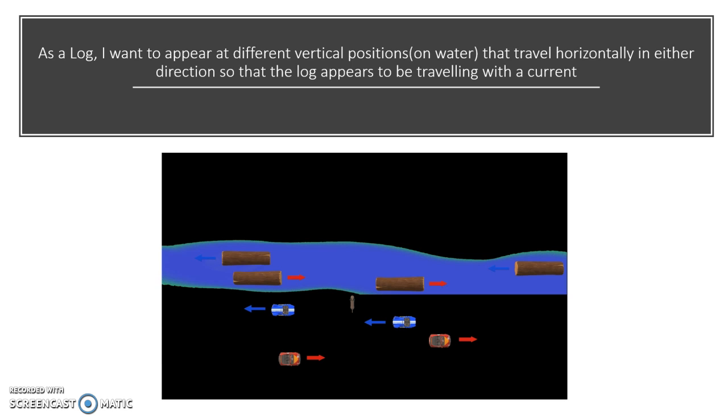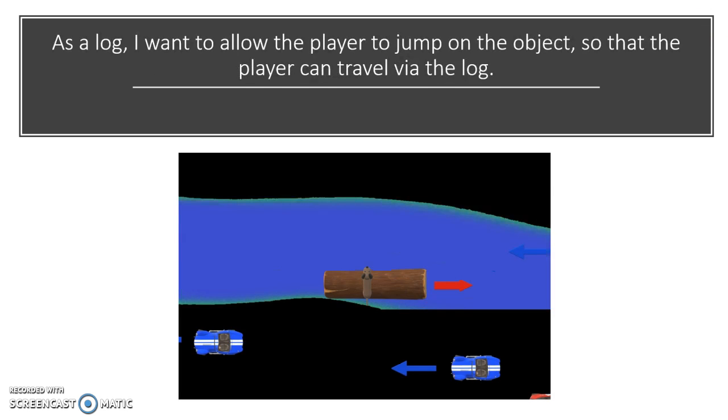As a log, I want to appear at different vertical positions that travel horizontally in either direction, so that the logs appear to be traveling with the current. As a log, I want to allow the player to jump on the object, so that the player can travel using the log.